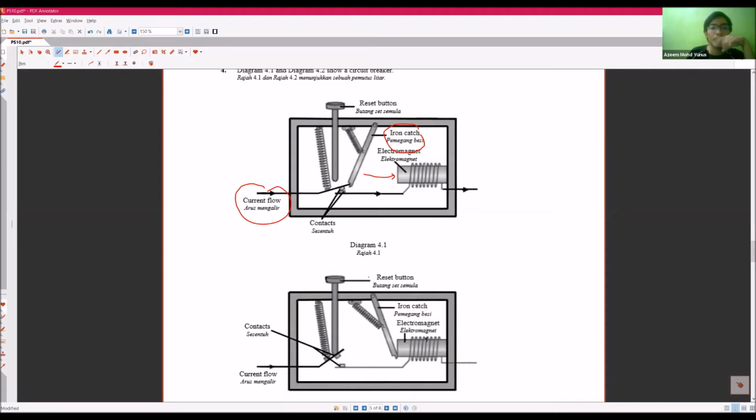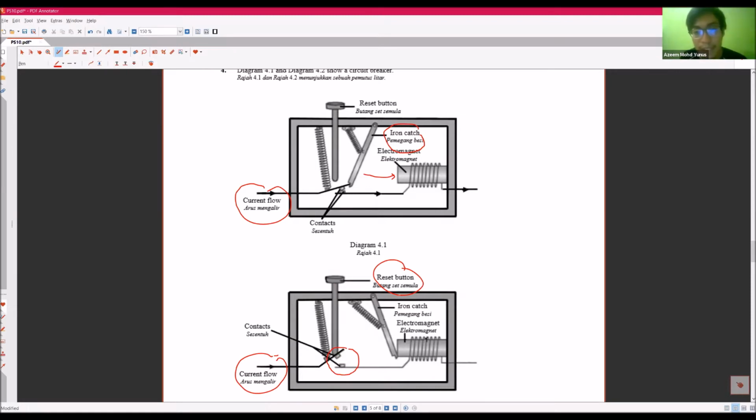So what's the difference between these two pictures? The size of the current, the magnitude of the current. If we have a bigger current, then the electromagnet is stronger, thus it attracts the iron catch closer, causing the contact to be disconnected. Then we can push the reset button to make the contacts touch each other.